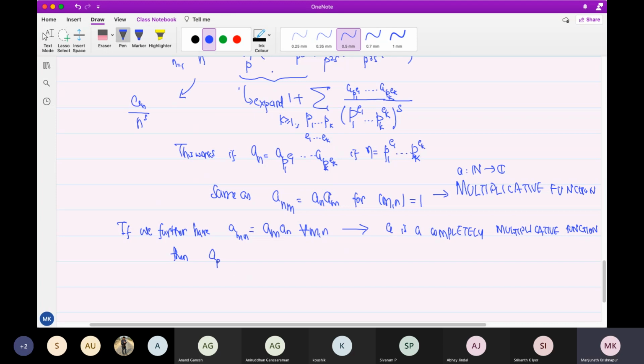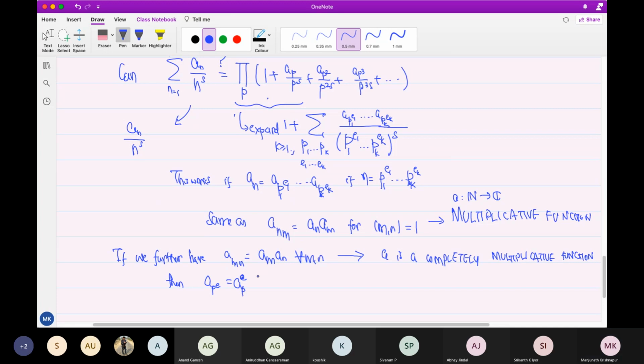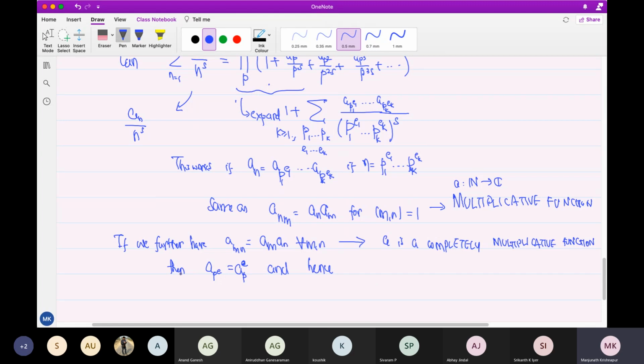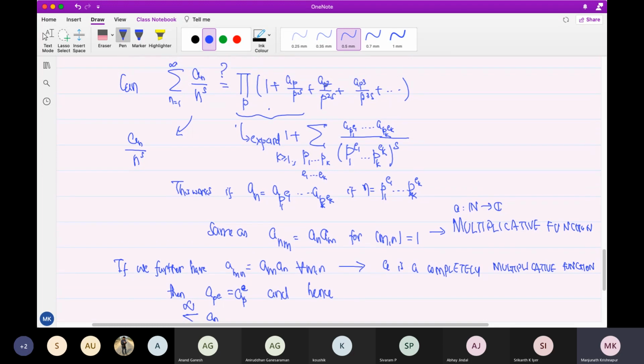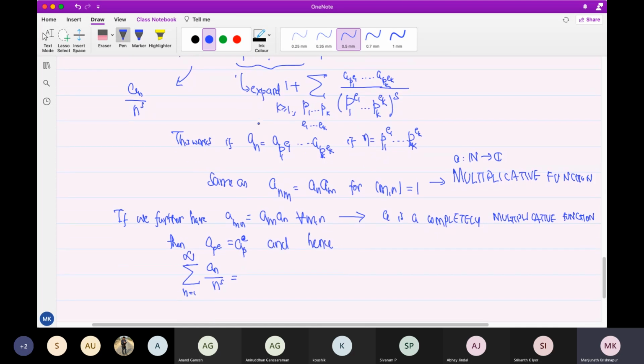If we further have that, then we can go a bit more. Prime powers will be a_p raised to the power e, because even for prime powers, p squared, p is not coprime with p, but we are asking for completely multiplicative, so this is true. Again, the question of convergence I will have to come back to, but the sum over n equals 1 through infinity of a_n by n to the power s will be, so this we already have, but this is a_p, this is a_p squared, a_p cubed. So you see you have a geometric series here.